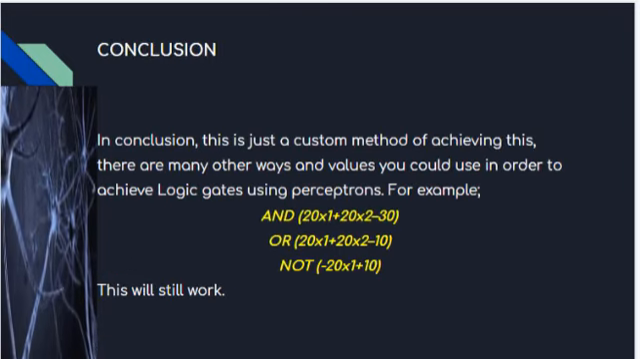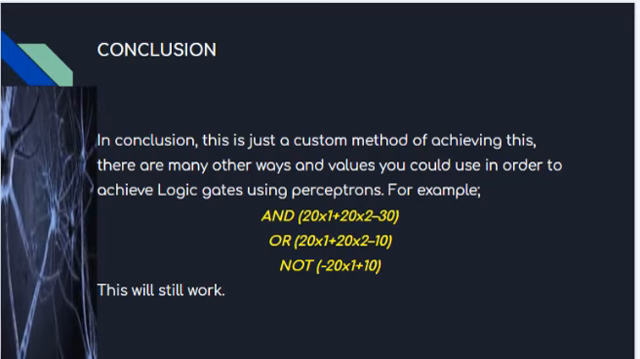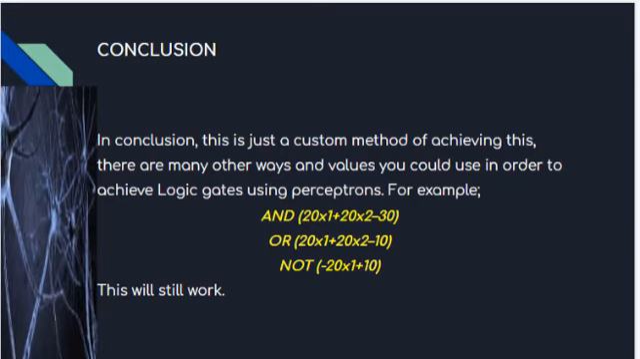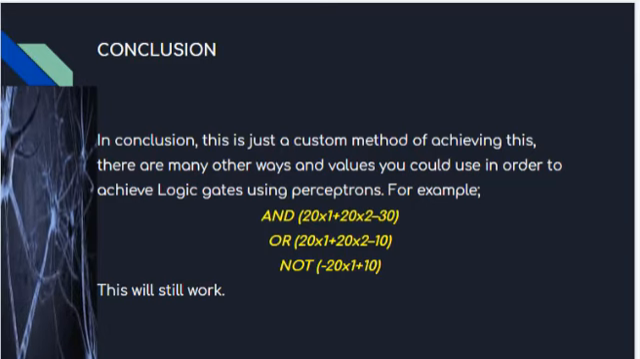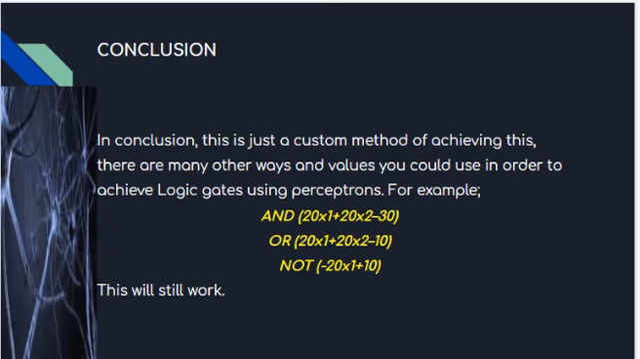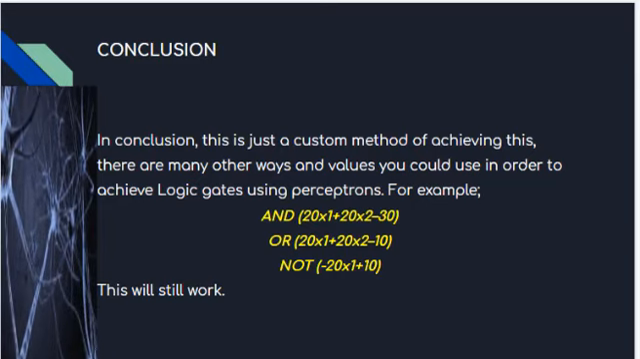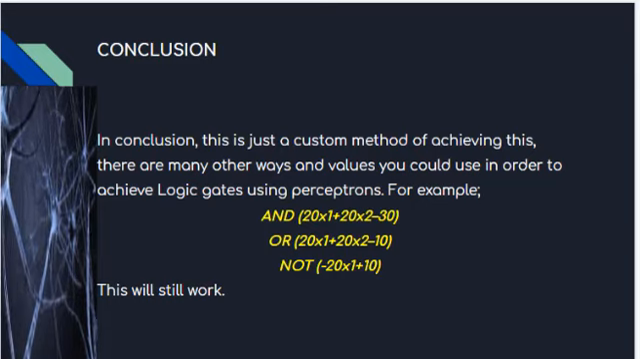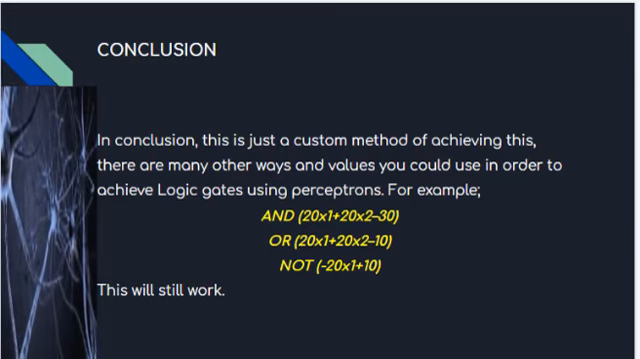So in conclusion, this is just a custom method of achieving this. There are many other ways and values you could use in order to achieve logic gates using perceptrons. For example, these are the values. Here are other solutions for the logic gates. This will also work. So thank you for this lecture.